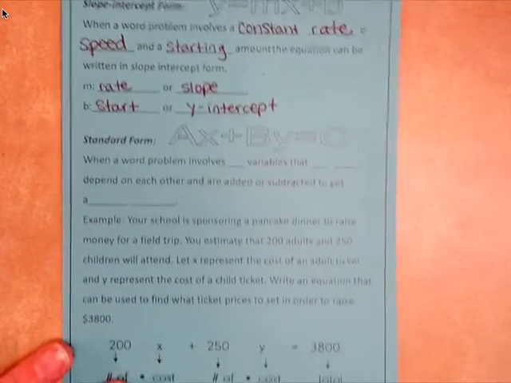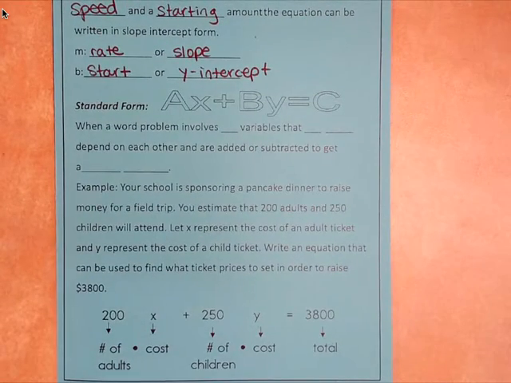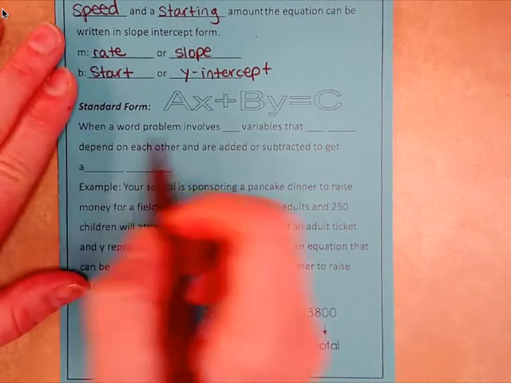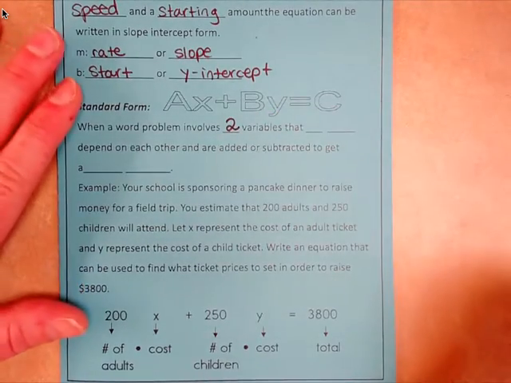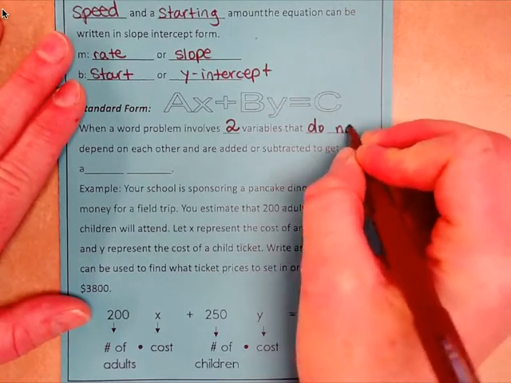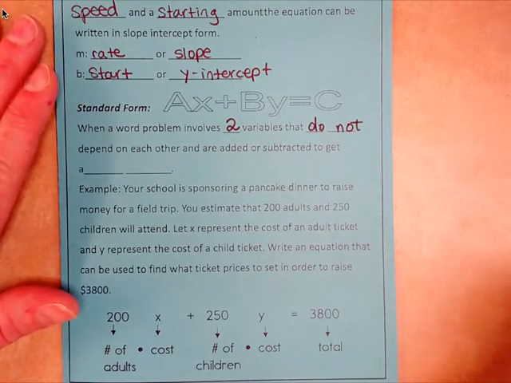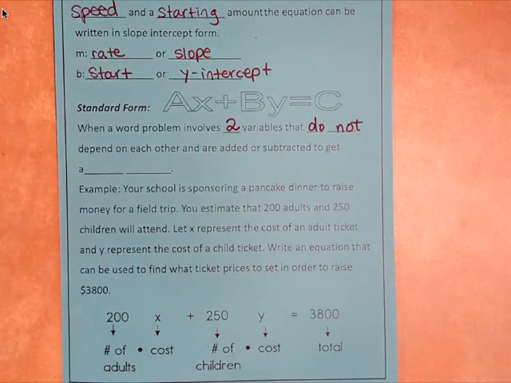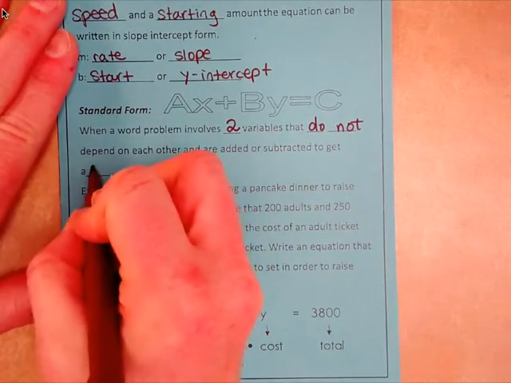Our standard form is ax plus by equals c. So the way that you know you're going to put it in standard form is if you have a word problem that involves two variables that do not depend on each other. I mean, they do depend on each other, but at first, all you know is that we have, let's say, 5 pennies and 10 nickels, or whatever. Or you know that a nickel is worth 5 cents, a dime is worth 10 cents. That's all you know. And they are going to be added or subtracted to get a total amount.